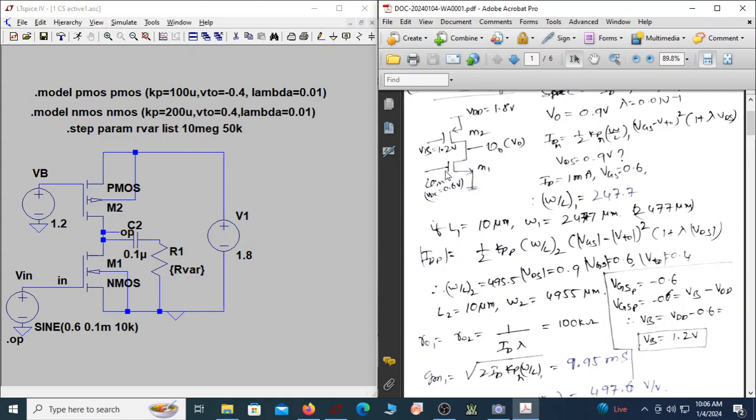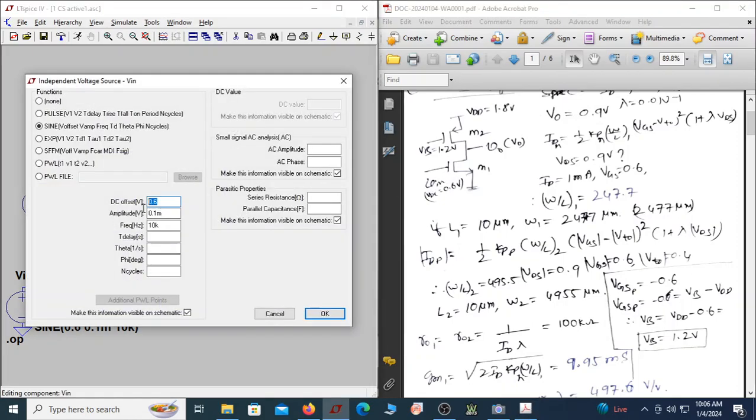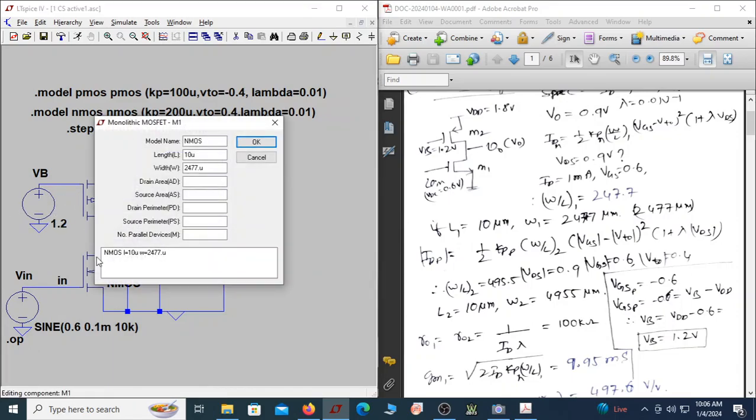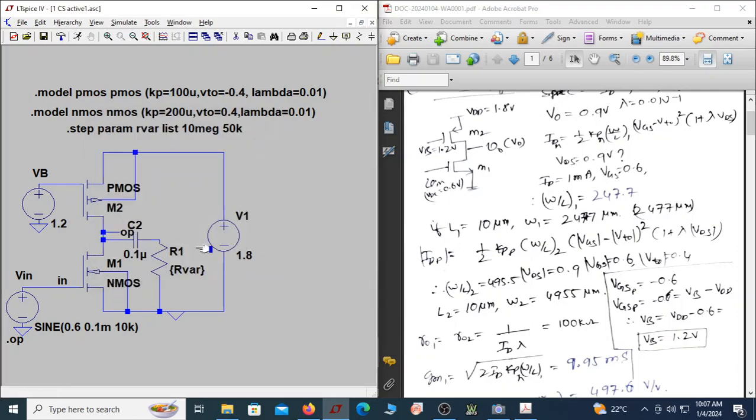So whatever DC voltage is required for this has been edited here. This is my DC voltage, and of course this is my input voltage. You can see this is VB, and I have the transistor dimensions. This is 10, this is 2477, which is exactly here, 2477. And for the PMOS, this is my dimension: 10 micron and 4955. So these are fine.